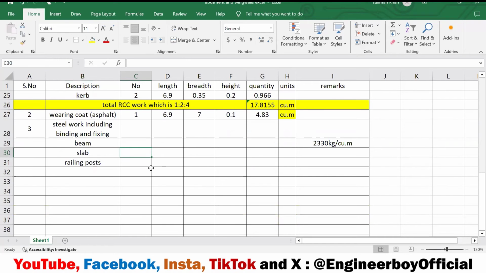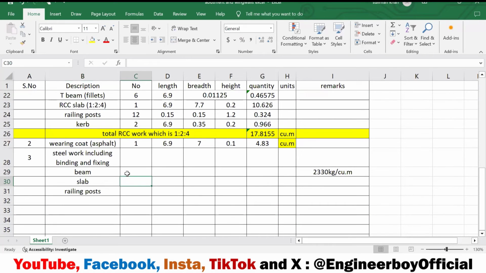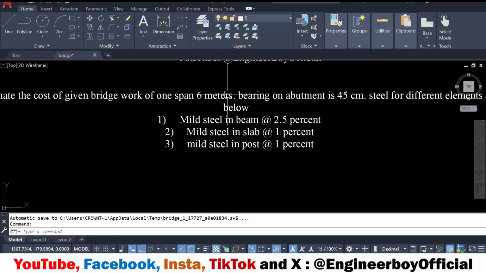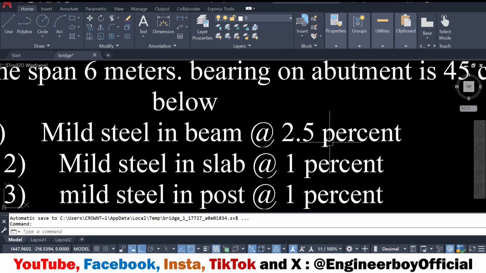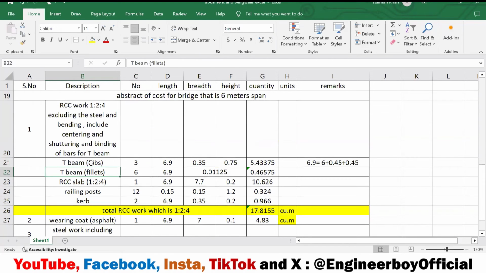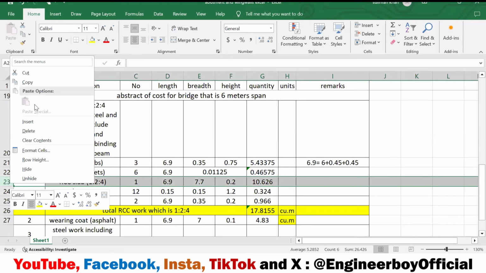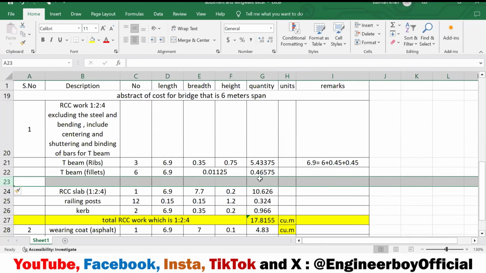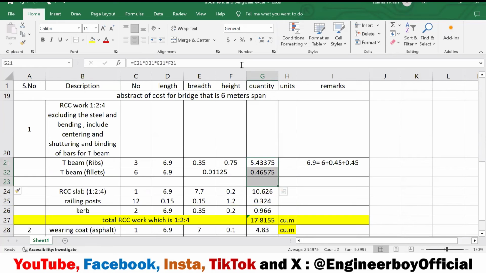So we will be looking into the percentage. And this percentage is actually, if I consider the beams, okay, let me just say beam, there is 2.5% steel in the beam. So you have to actually take 2.5% of the beam's quantity. Okay, you can see that. Okay, just adding these two. Let me just have one more row over here, so we can have the total for the beam. Okay, like that.